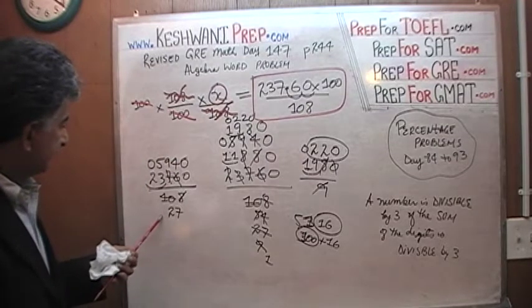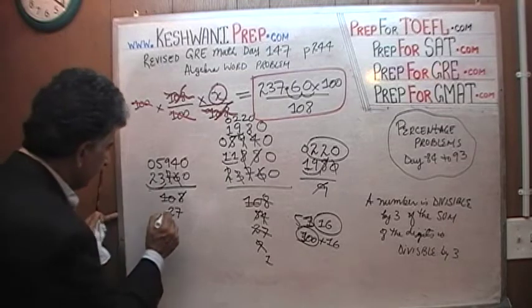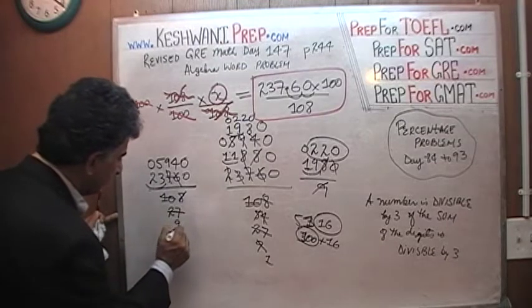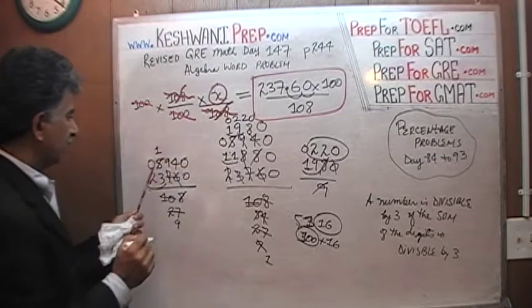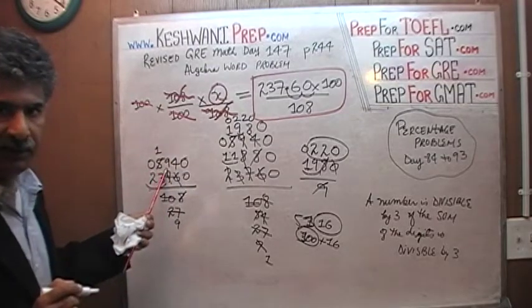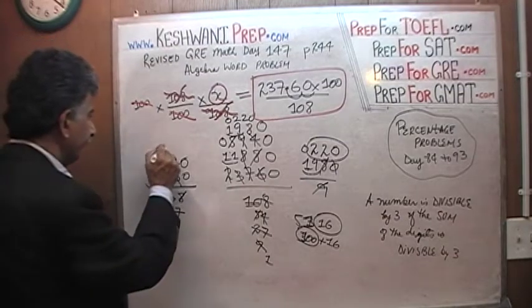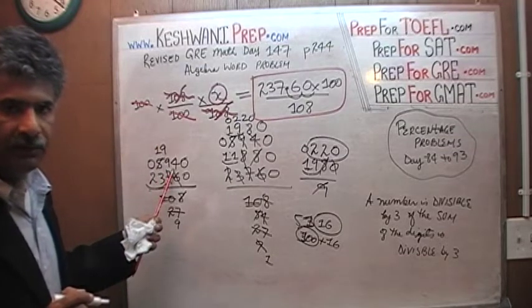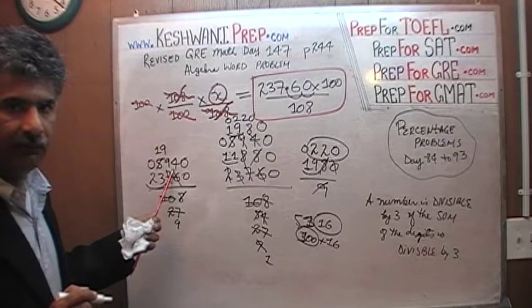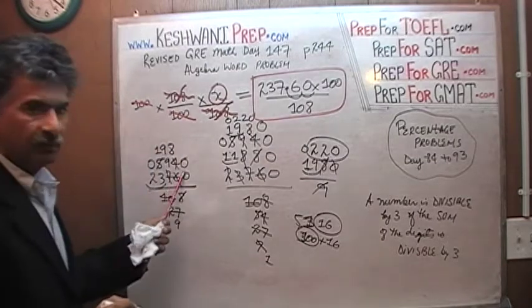Now, I see this is a multiple of 9. Can we divide this multiple? Let's divide by 3. If we divide by 3, 27 has 9 3s. How many 3s in a 5? 5 has 1 3. The remaining 2 goes and joins this guy, becomes 29. How many 3s in a 29? 29 has 9 3s. 9 3s are 27. The remaining 2 goes and joins this guy, becomes 24. How many 3s in a 24? 24 has 8 3s. How many 3s in a 0? 0 has no 3s.